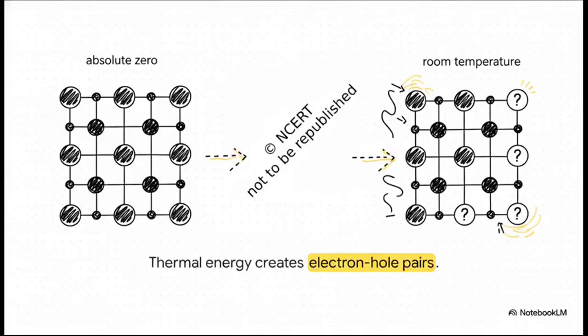Now, because of that ultra-tight structure, at absolute zero, literally 0 Kelvin, an intrinsic semiconductor behaves exactly like an insulator. Every single electron is stuck securely in a bond. But as we just talked about, at room temperature, thermal energy shakes things up. It basically knocks a few of those electrons loose. And when an electron breaks free to become a moving conduction electron, it leaves behind an empty vacancy in the bond. We call that vacancy a hole.